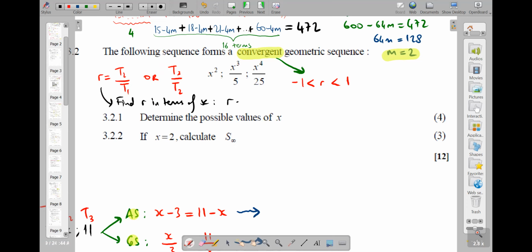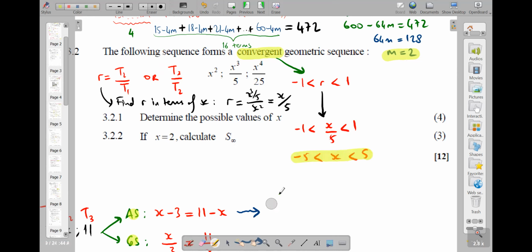So then what is r? T2 is x cubed over 5, over T1 which is x squared. Basically, this gives us x over 5. So now you plug it into the condition they gave us. So -1 < x over 5 < 1, times everything by 5. That's the possible values for x. Any value between -5 and 5 makes this series converge.